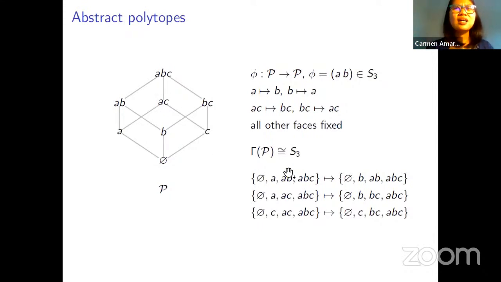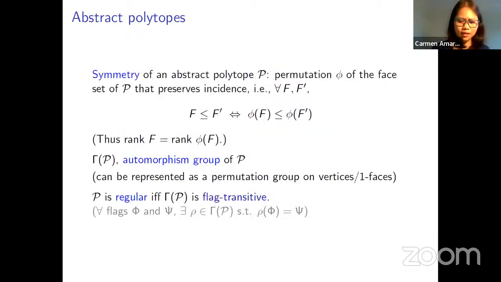Okay. The flag with elements phi, A, AC, ABC is swapped with the flag phi, B, BC, and ABC. And the flag phi, C, AC, ABC is swapped with phi, C, BC, ABC. So, nag-i-induce tayo ng permutation din ng flags.